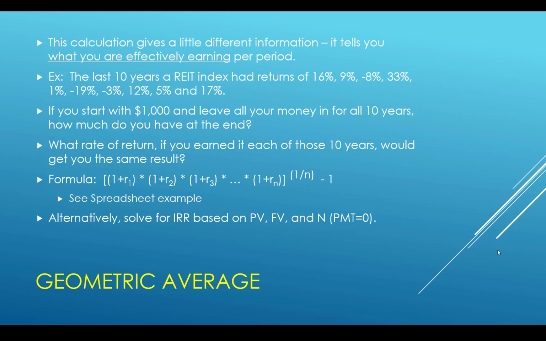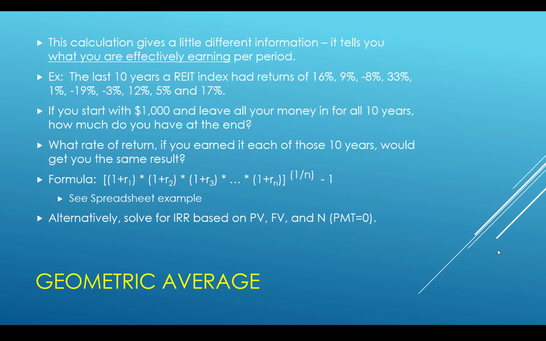So again, if we have 10 years of a REIT index and we have that series of returns, what we're answering is, what rate of return would we have earned if we had our money invested all 10 years? What is the return that we're earning over that period of time? What return explains our ending account balance? So for instance, if we start with $1,000 and we leave our money in all 10 years and look at what we end up with at the end, we can do some math and figure out what one rate of return we earned over 10 years that gets us to the ending point.